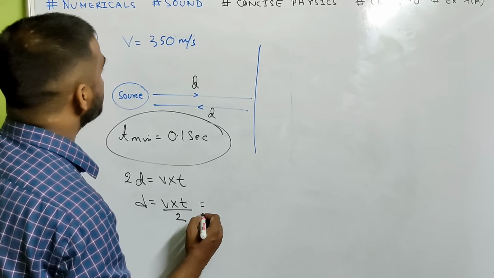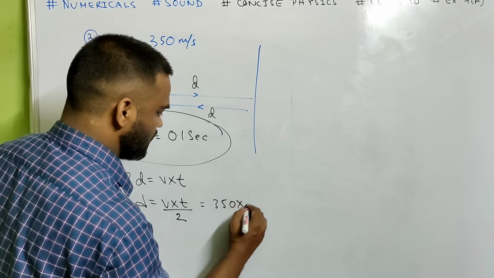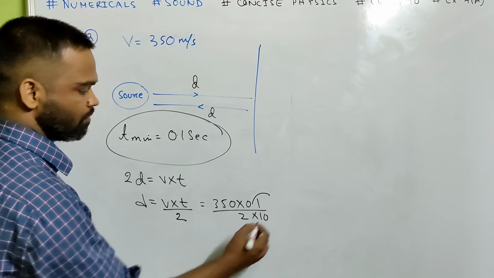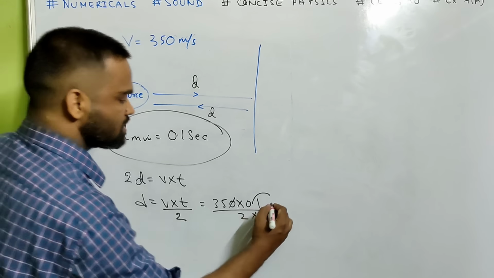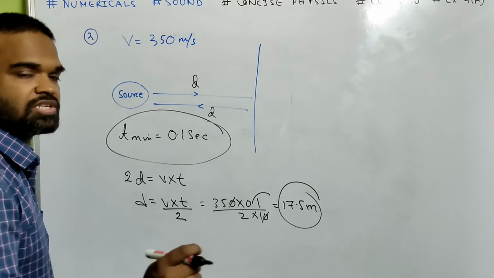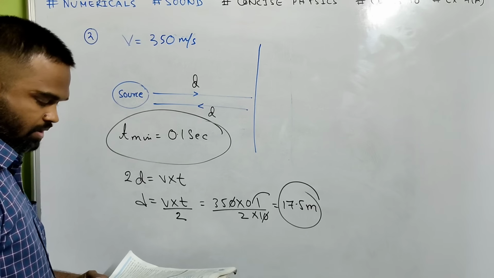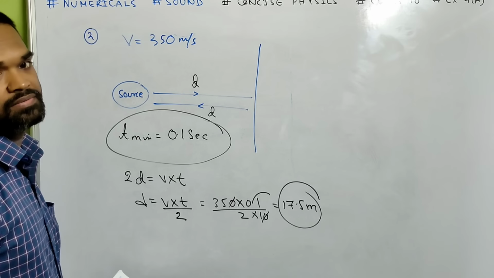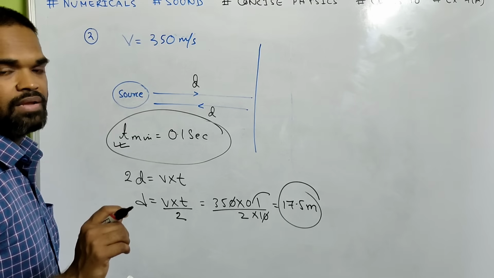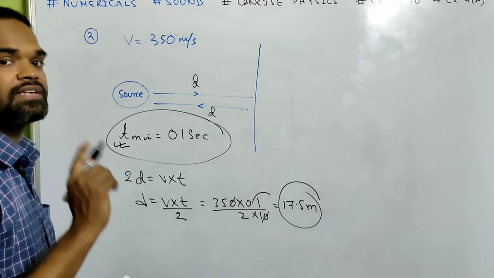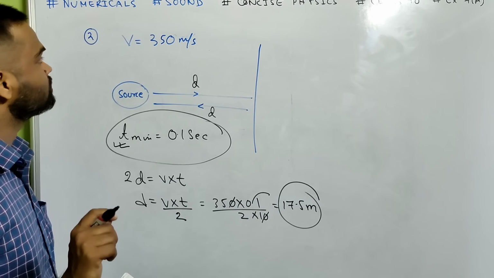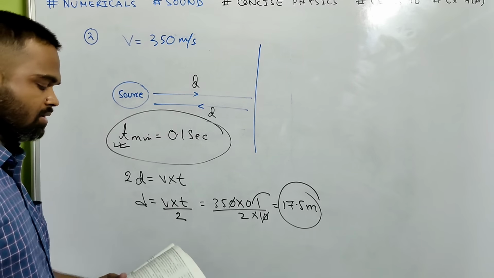Just simplify it. Put the value 350 multiplied by 0.1 by 2. This point goes away. 10 comes down. 0, 0. This is 17.5 meter. Which means the minimum distance required to hear an echo is 17.5 meter. Remember this. Time should be 0.1 second. Then only you should hear the reflected sound after you hear the original sound. Done? Sure.